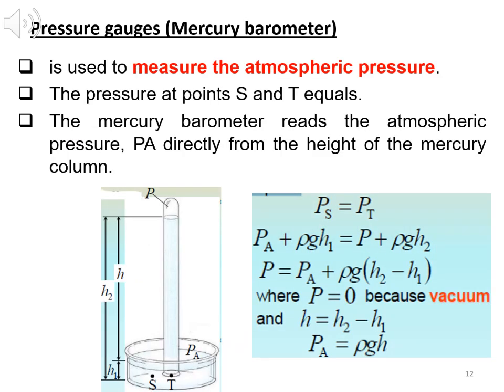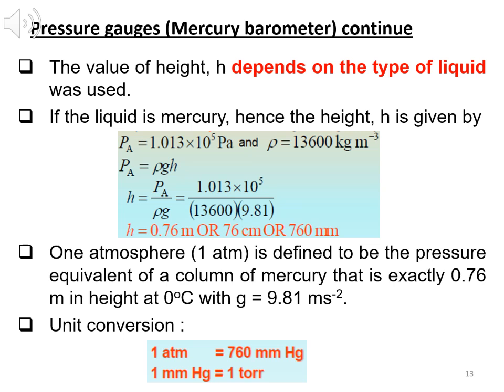The pressure gauge's mercury barometer is used to measure the atmospheric pressure. The pressure at points S and T is equal, and the mercury barometer reads the atmospheric pressure directly from the height of the mercury column. The value of height depends on the type of liquid used. 1 atmosphere, 1 atm, is defined to be the pressure equivalent of a column of mercury that is exactly 0.76 m in height at 0 degrees Celsius with g 9.81 meter per second square.